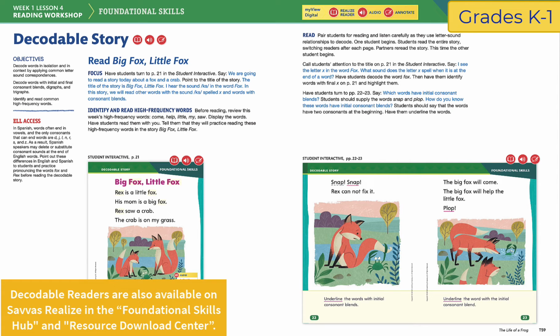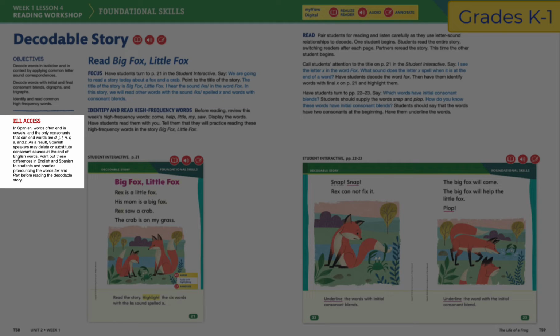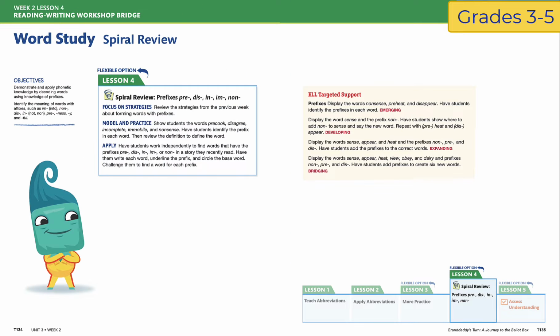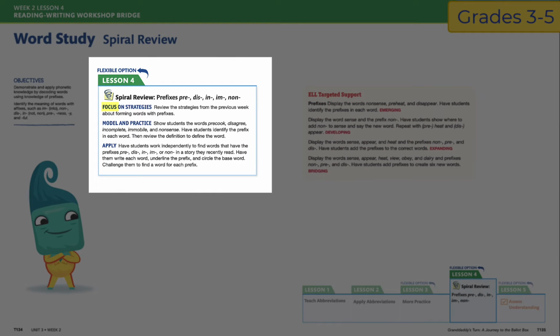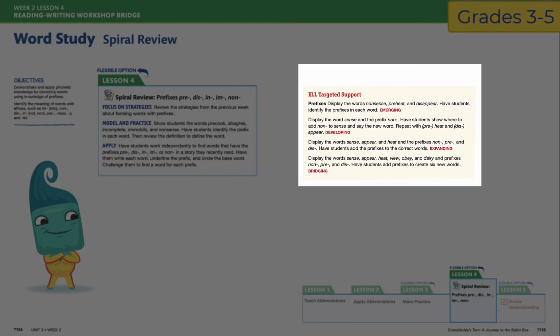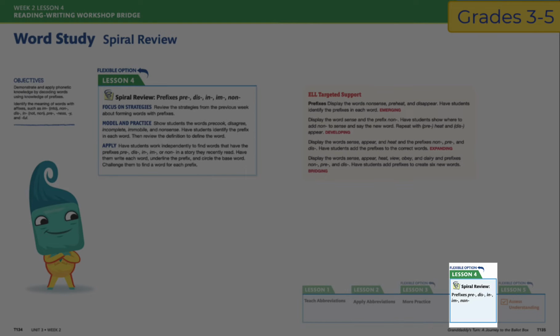Decodable readers for K-2 also focus on the application of phonics skills and high-frequency words of the week. ELL access notes provide guidance regarding common phonemic differences in English and Spanish. In grades 3 through 5, students deepen their foundational literacy skills through word study. Objectives are clearly defined. Lessons follow the teach, model, and practice, and apply structure. ELL targeted support provides additional scaffolding for the specific lesson. Weekly lessons teach, apply, and practice, followed by a spiral review and assess understanding.